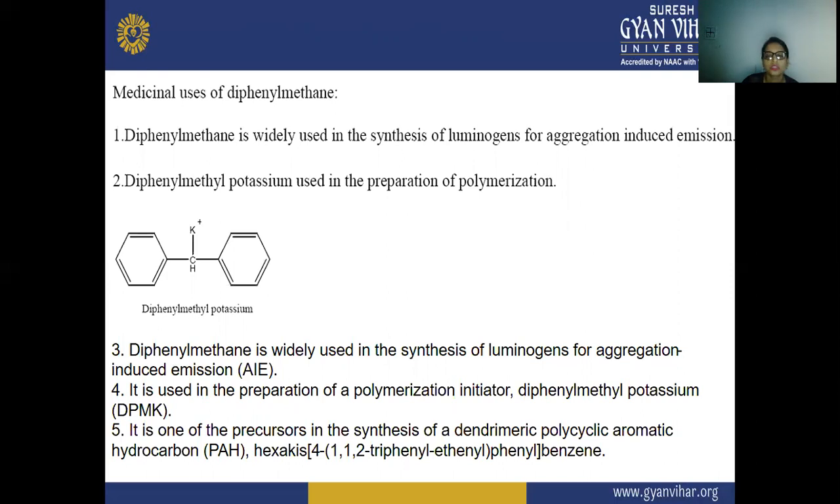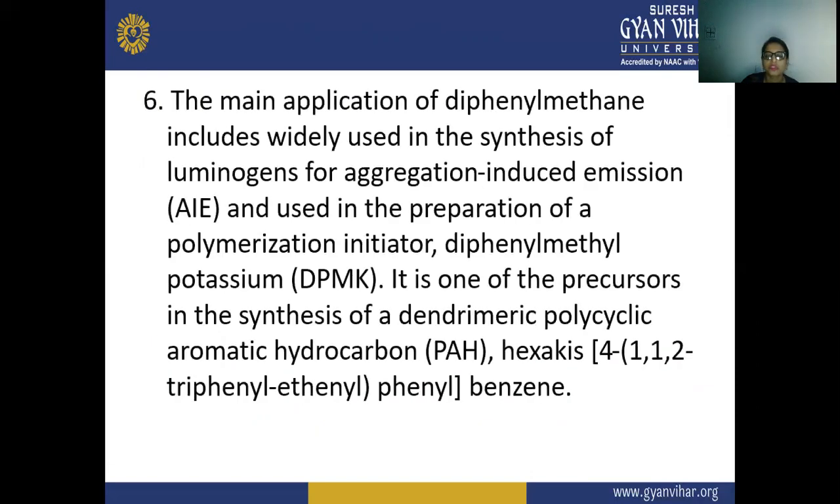It is widely used in the synthesis of luminogens for aggregation-induced emission, and it is also used in the preparation of polymerization initiator, diphenylmethyl potassium. It is also a precursor in the synthesis of a dendritic polycyclic aromatic hydrocarbon, hexaphenylbenzene. The main application includes luminogens for aggregation-induced emission, and it is also used in the preparation of polymerization initiators and diphenylmethyl potassium.